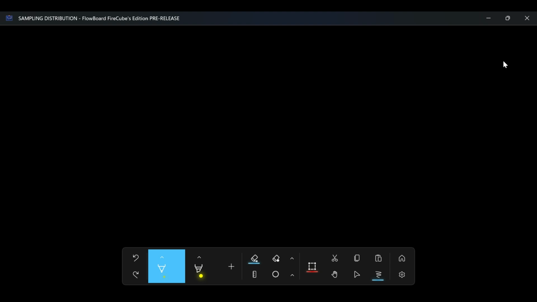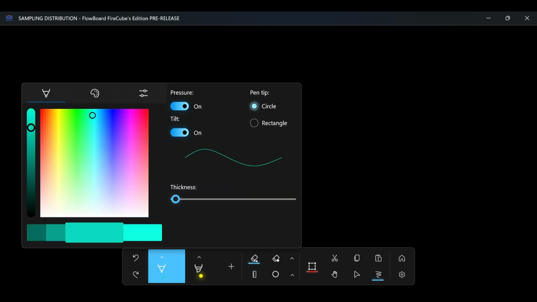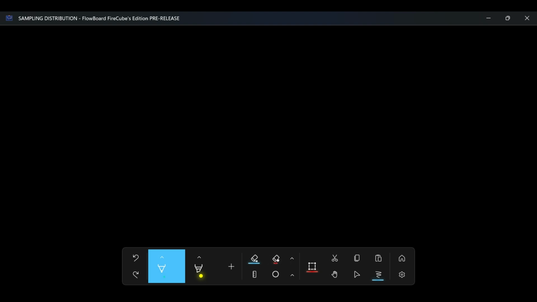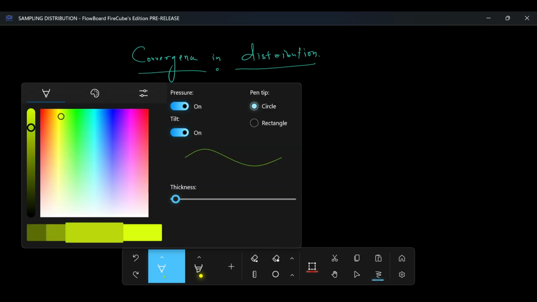So see, now we have another concept here, that's convergence in distribution. Now, what is convergence in distribution?